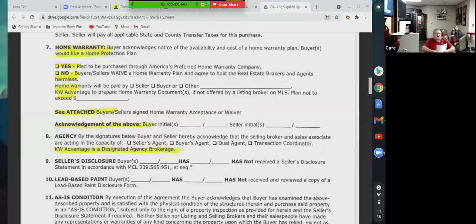The home warranty, you guys, didn't really change. We cleaned it up, hopefully so it makes more sense. Basically, the buyer acknowledges notice of the availability and cost of a home warranty plan. Buyers would like a home protection plan, yes or no? Plan to be purchased through America's Preferred Home Warranty. No, buyers and sellers waive a home warranty plan and agree to hold real estate agents and brokers harmless. And it goes on to say the home warranty will be paid by seller or buyer or other. KW, now this part, did we have this part in there? KW Advantage to prepare home warranty documents if not offered by a listing broker on MLS.